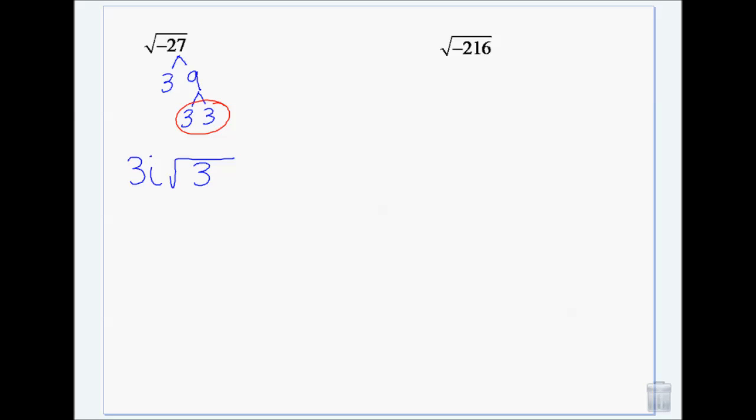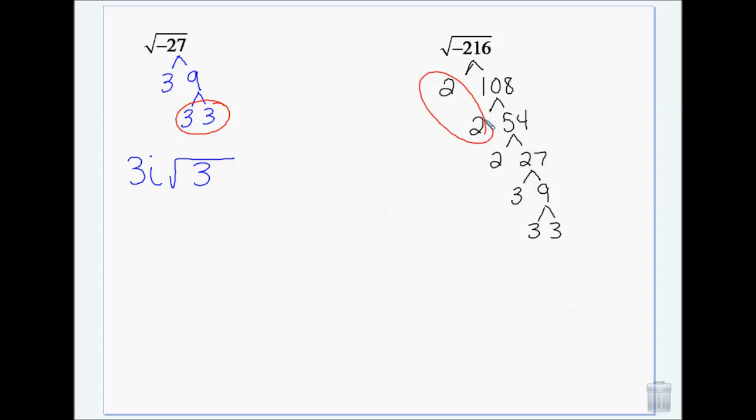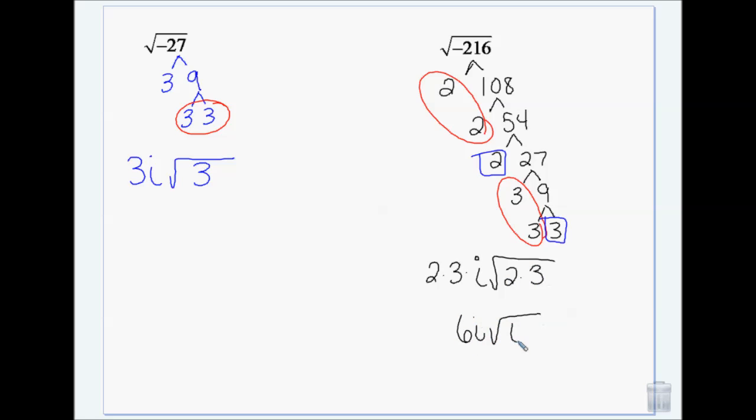If I have 216, that's 2 times 108, which is 2 times 54, which is 2 times 27, which is 3 times 9, and that's 3 times 3. So I have a pair of 2s and a pair of 3s, and a left behind 2 and a left behind 3. So I'm going to have a 2 and a 3 and an i for the negative, and then 1, 2, and 1, 3 get left behind. So I'd have 6i times the square root of 6.